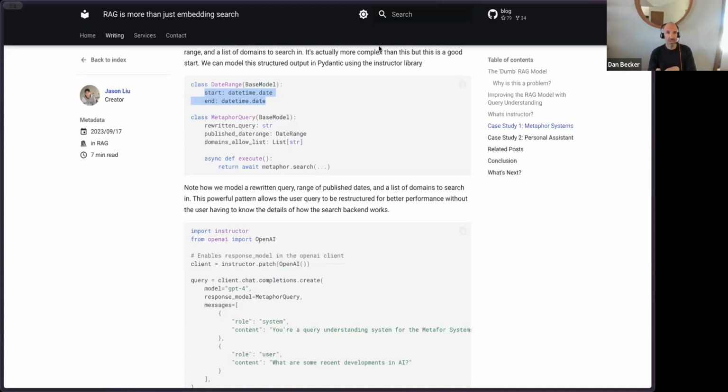We got a question here. What's your favorite platform for building RAG systems, LangChain, Llama Index, something else?